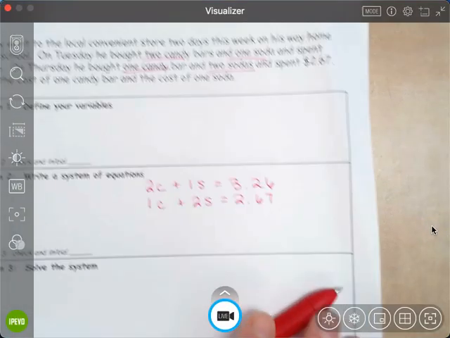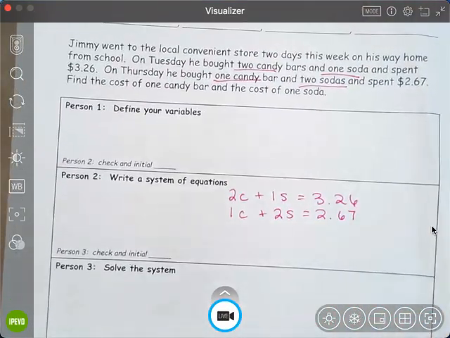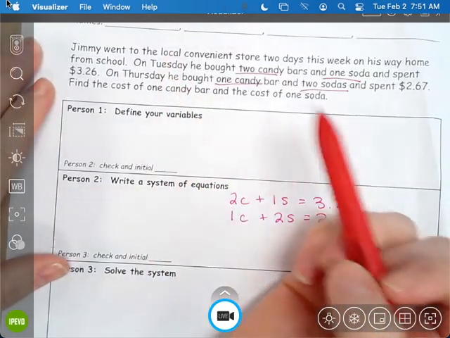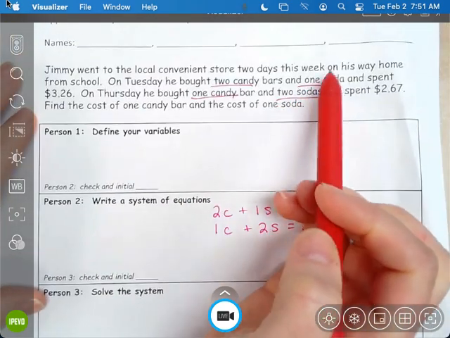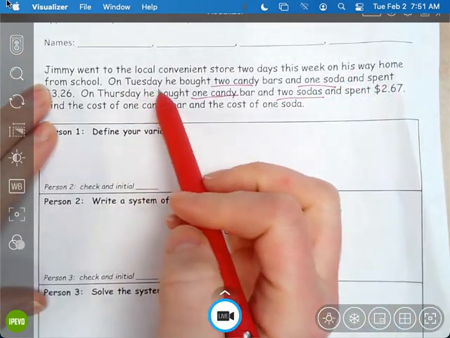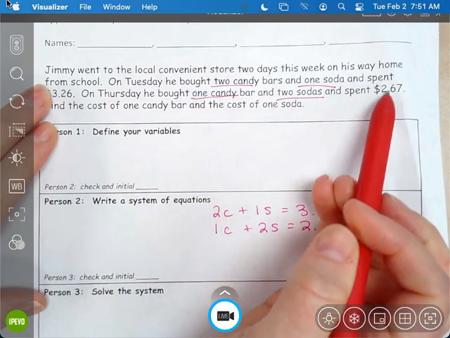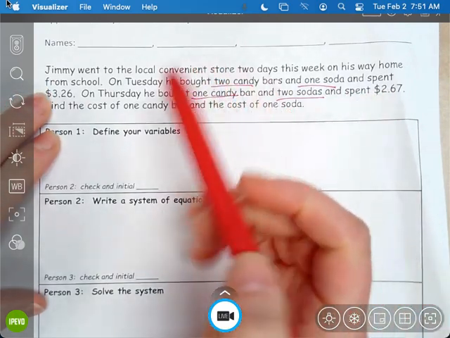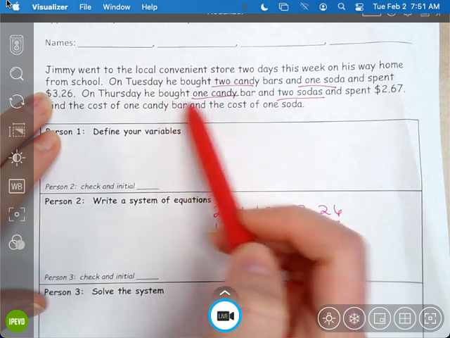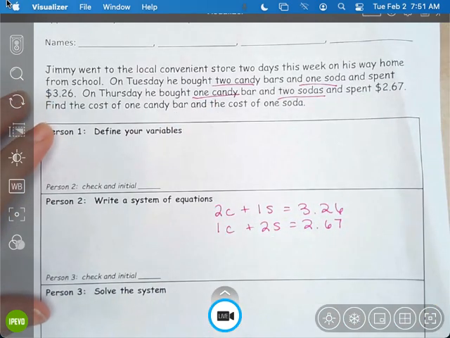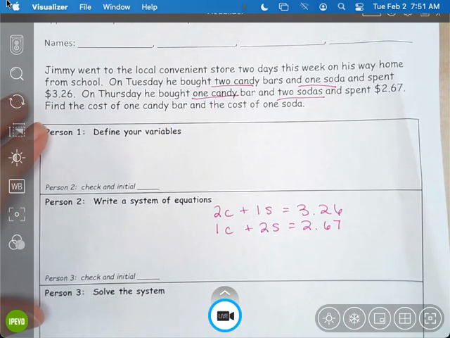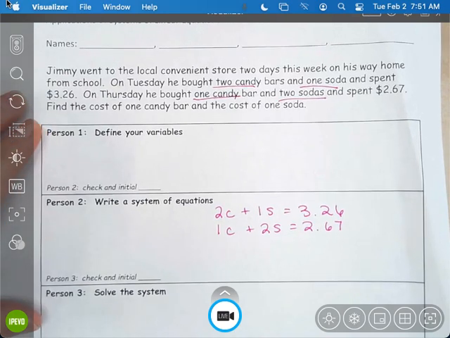Let's look at the assignment from yesterday. So Jimmy went to a local convenience store 2 days this week. On his way home from school, on Tuesday, he bought 2 candy bars and 1 soda and spent $3.26. On Thursday, he bought 1 candy bar and 2 sodas and spent $2.67. Find the cost of 1 candy bar and the cost of 1 soda.